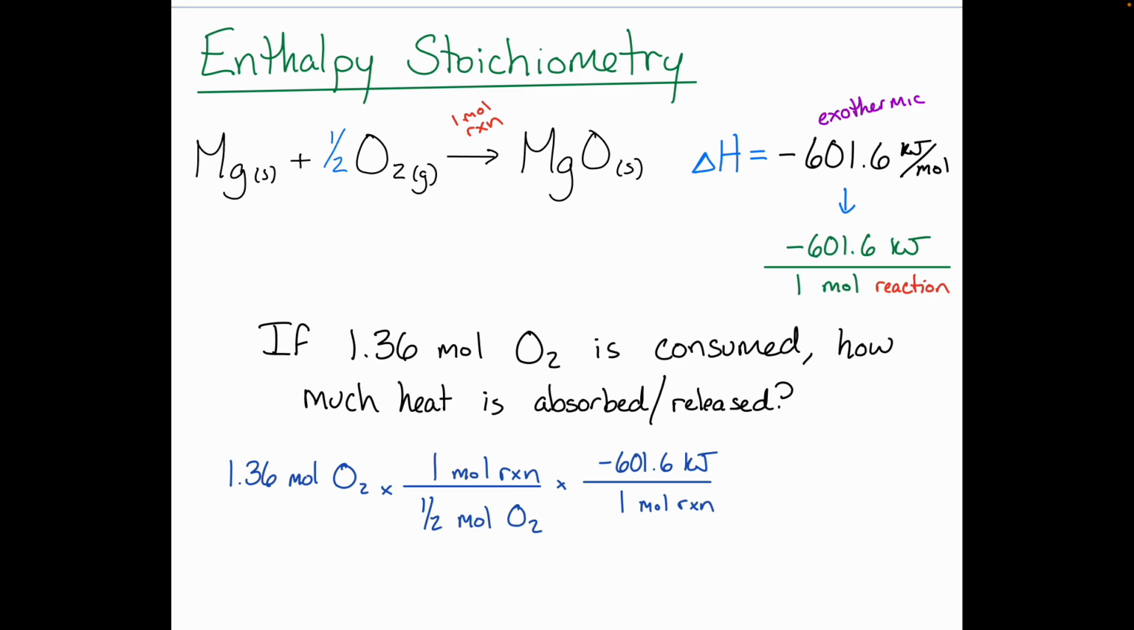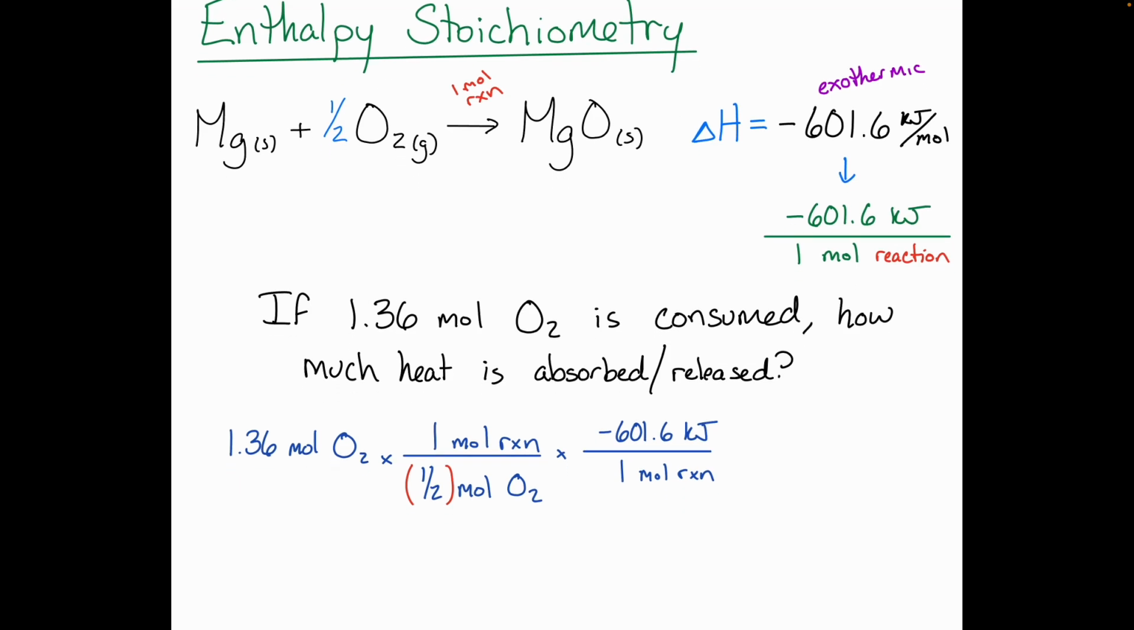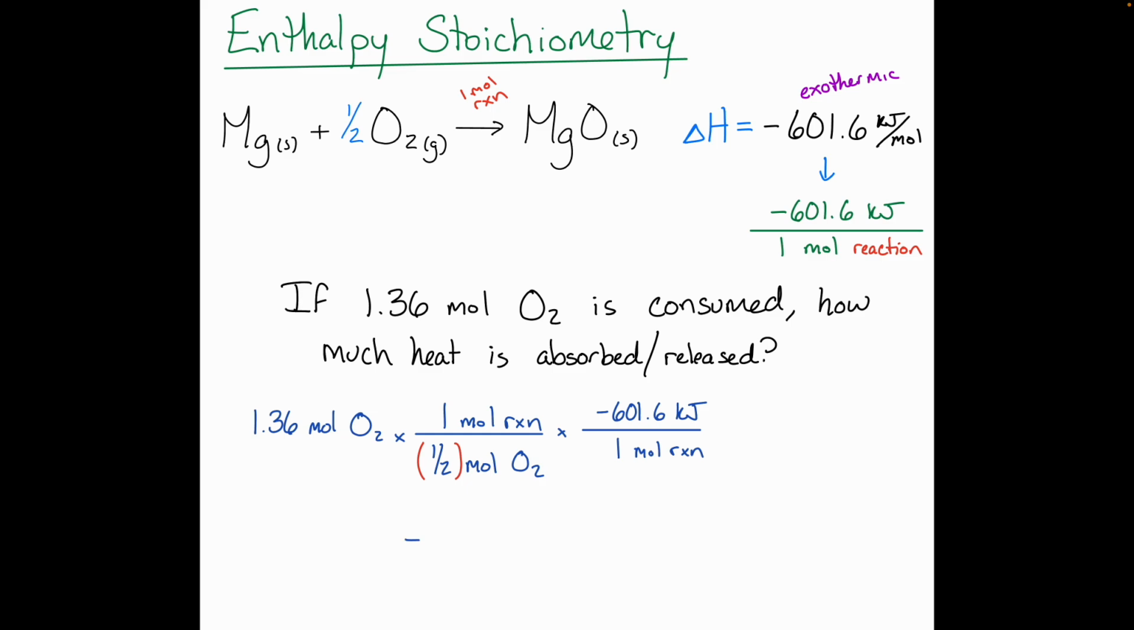Importantly, when you punch this into your calculator, you're dividing by this fraction, so to keep your order of operations, you need to put that in parentheses. All right, so if you got a different value than I get here, make sure that you're thinking about your order of operations in your calculator here. All right, we should get negative 1636.352. And our units here are moles of oxygen cancel out, moles of reaction cancel out. So we're in kilojoules.